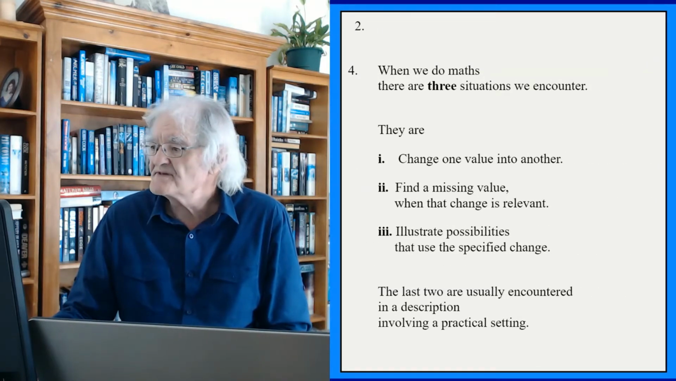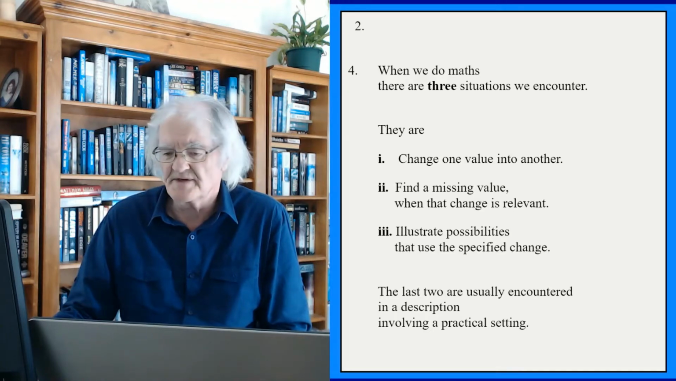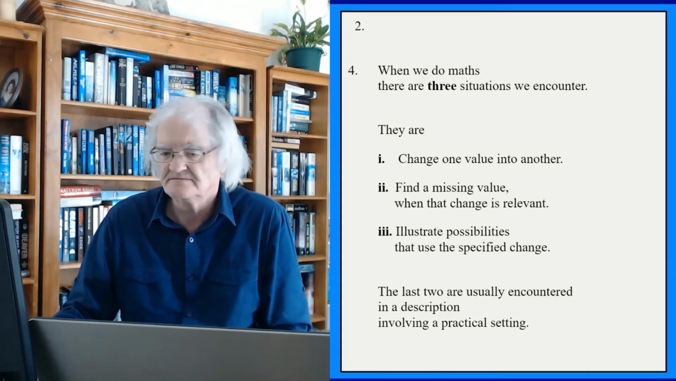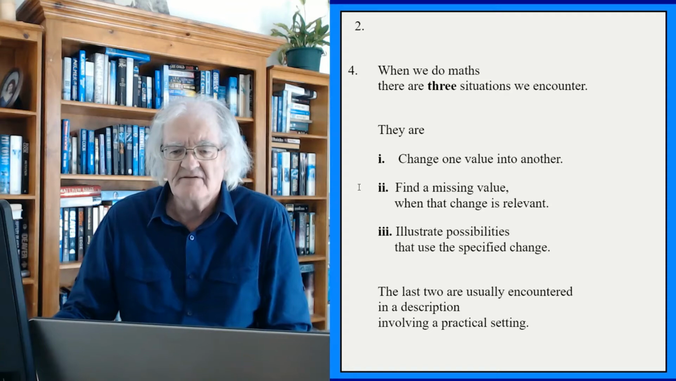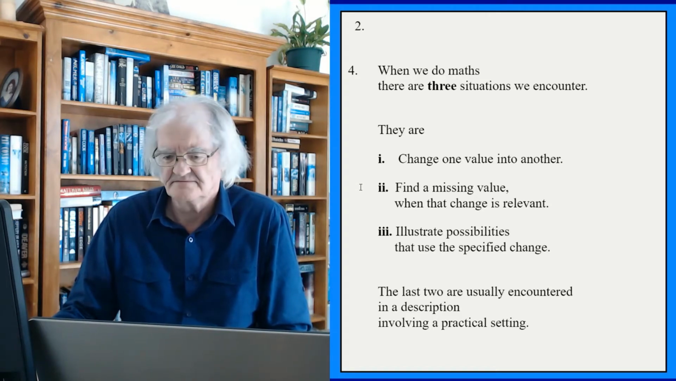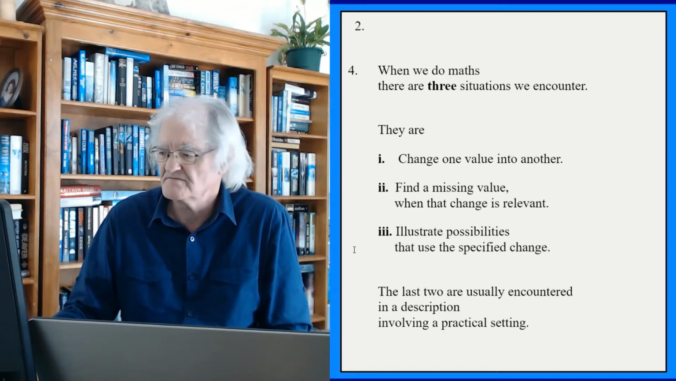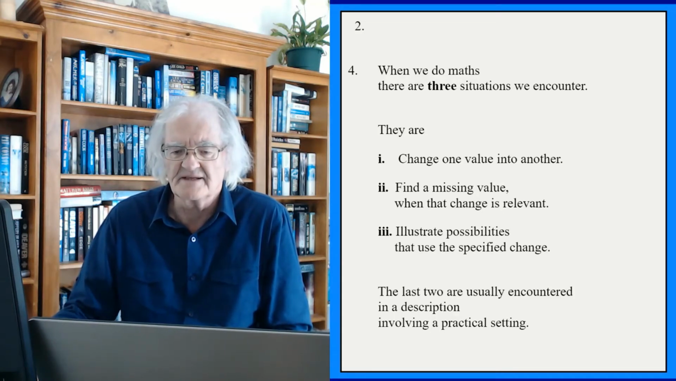When we do maths, there are 3 situations we encounter. They are firstly, change one value into another. Secondly, find a missing value when that change is relevant. And thirdly, illustrate possibilities that use the specific changes. The last 2 are usually encountered in a description involving a practical setting.